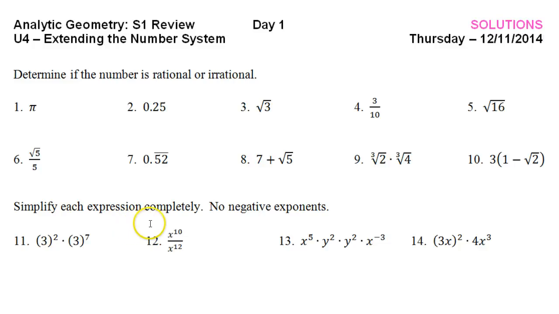Alright, this is part 1 of a lesson that is reviewing Unit 4, which was called Extending the Number System. In this video, we're going to focus on the difference between rational and irrational numbers, and maybe we'll get into simplifying some expressions. But let's start with talking about number sets, rational numbers, irrational numbers.